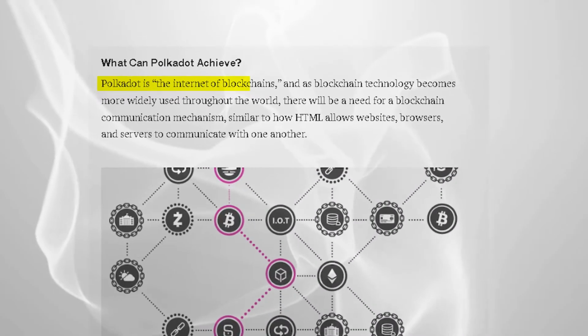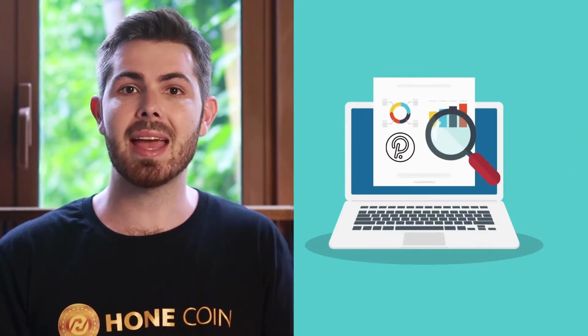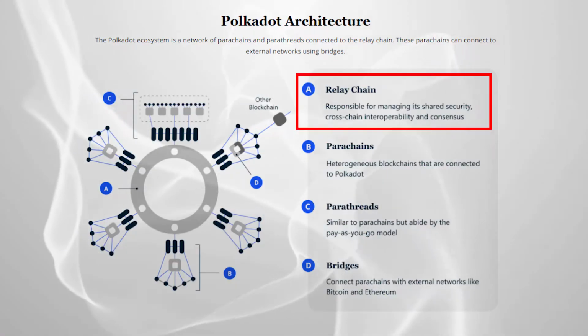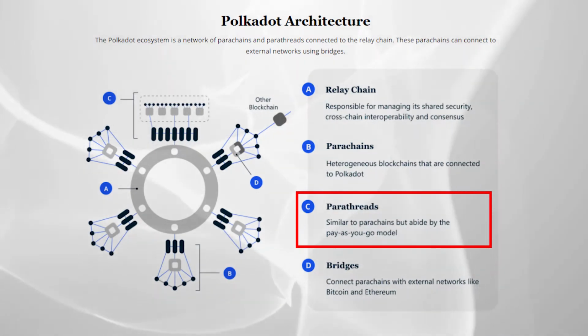Polkadot, also known as the Internet of Blockchains, is a blockchain platform that allows data, tokens, and other assets to be exchanged and moved across multiple blockchains. The Polkadot network is primarily driven by interactions between the relay chain, parallel chains, parathreads, and bridges. We'll explain each of these in turn, so don't worry, everything will make sense by the end of this video.